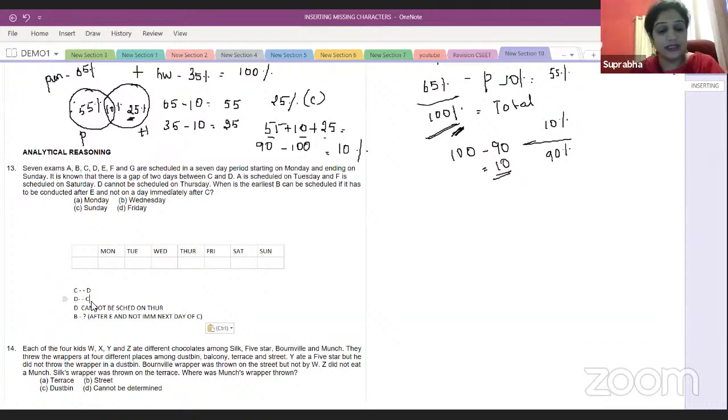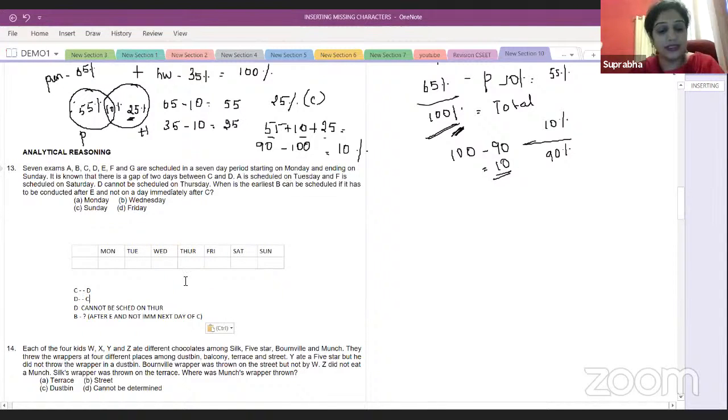Next, A is scheduled. Till here, is it clear? 7 examinations, A, B, C, D, E, F, G, have been scheduled for 7 days from Monday to Sunday. One piece of information they gave is that C and D have a 2 day gap. I don't know which comes first, hence I have written it up. I'll go to the next sentence.